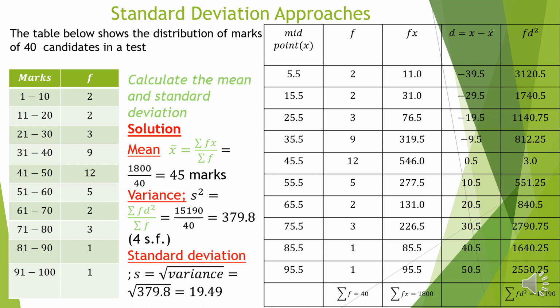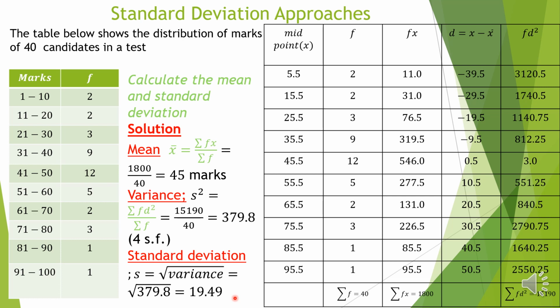Similarly, the standard deviation of this data can be gotten by taking the square root of the variance. For this case, the variance is 379.8, and if I take the square root of this, I'm getting 19.49, again to four significant figures.